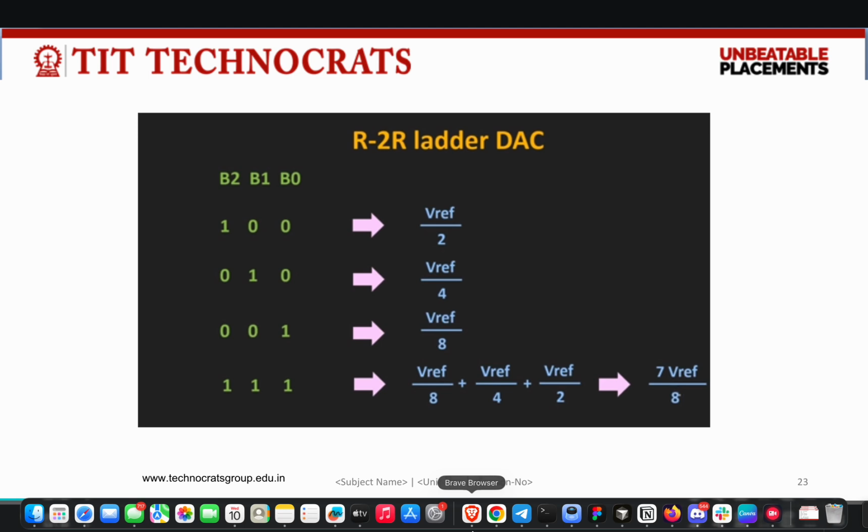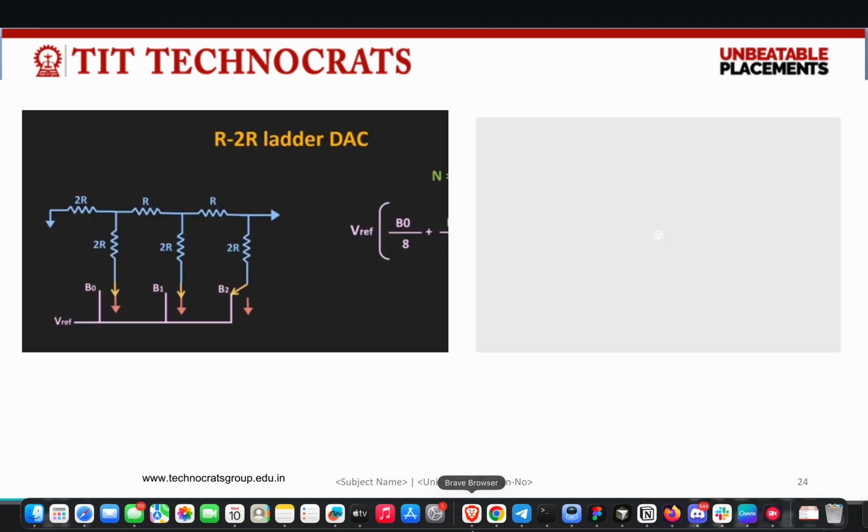So for V0, V1, V2, if it is 100, output is equal to V reference upon 2. If the input is 010, output is equal to V reference upon 4. If the input is 001, the voltage will be V reference upon 8. If V0, V1, V2 are all 1, the output voltage is V reference upon 8 plus V reference upon 4 plus V reference upon 2. So it is equal to 7 V reference upon 8.